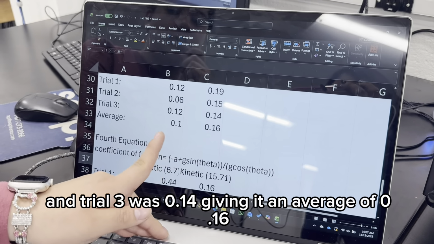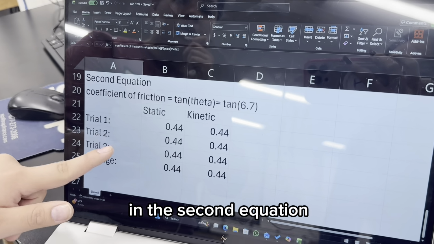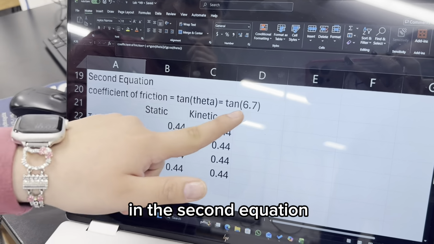And then for our last equation, this one was a little more complex. To get the coefficient of friction, we needed the numerator of negative acceleration plus gravity times sine theta, divided by gravity cosine theta. Our thetas did change a little because we needed to make sure that the acceleration for the kinetic was moving and sliding down. For the static friction, we used the one from the second equation, which was 6.7, using the same height. So our static was 0.44 in all trials and all averages.